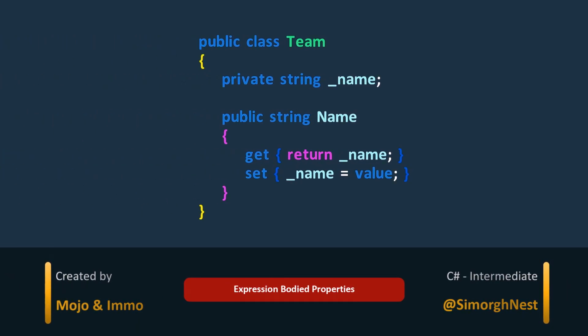In the traditional syntax, properties are defined using a getter and a setter method. The getter returns a value and the setter assigns a value. The getters and setters often have simple statements that assign or return the result of an expression in a single line.